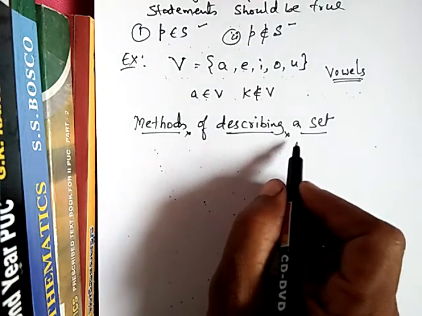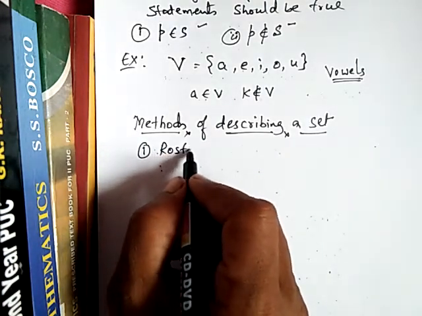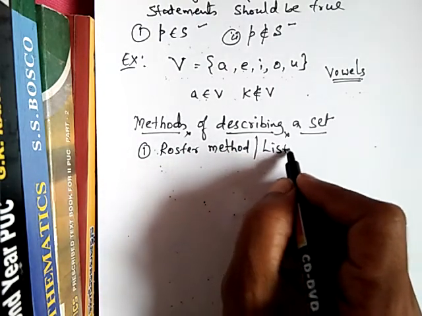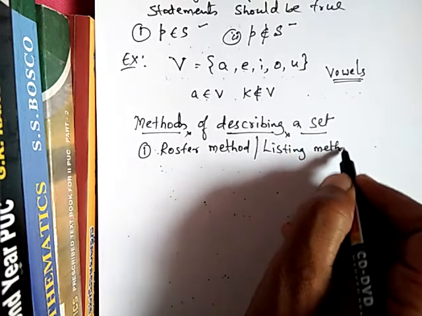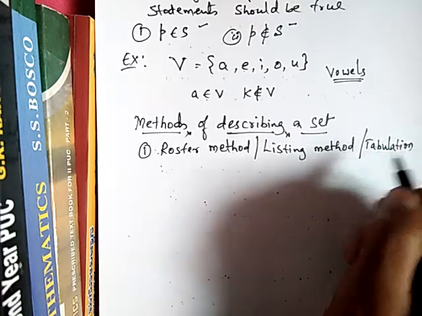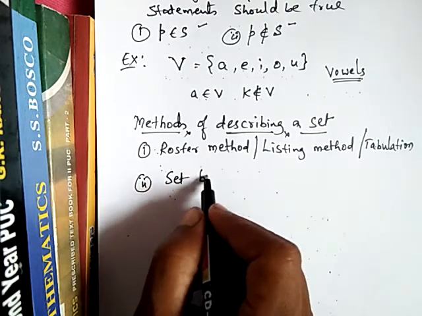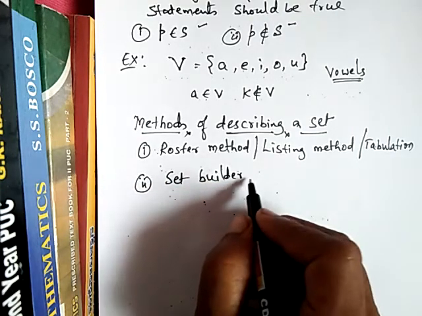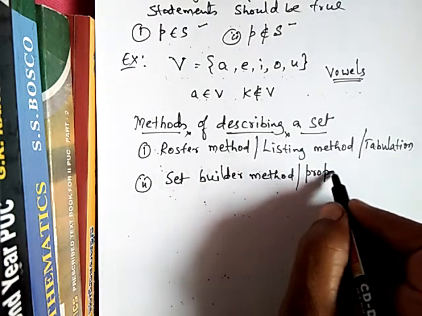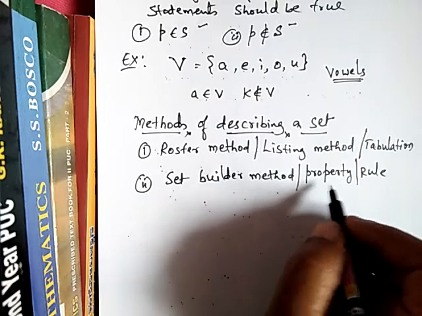Next is methods of describing a set. Okay, there are two methods, very importantly. First one is the roster method, or this can be written as listing method, or this can be said as tabulation method. The second one, a very important thing, is the set builder method. What is that? Set builder method, or you can say property method, or you can say rule method. Some rule will be applicable here, by name itself it says.